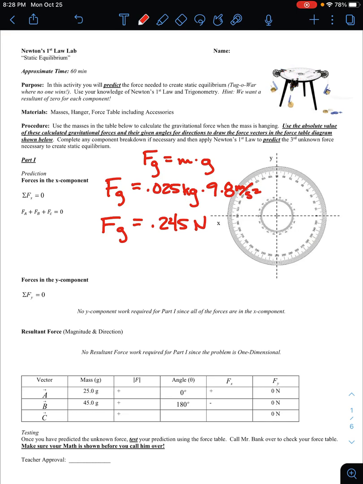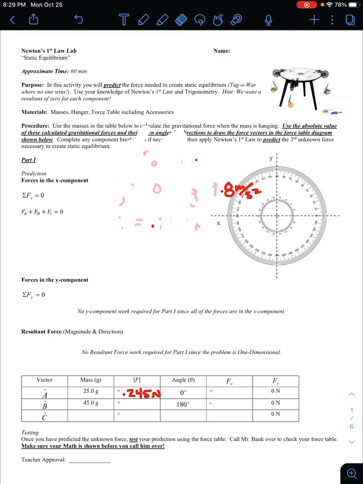All right, so let me erase this work, but put my data down here. So you'll be a lot cleaner with your work than I'm sure I am. All right, but we just found the weight of this 25 gram mass, and here comes the next big thing. It is a vector, so it has a direction as well. So if I look at the angle on the force table, you can see that the angle is 0 degrees, and that's over here.